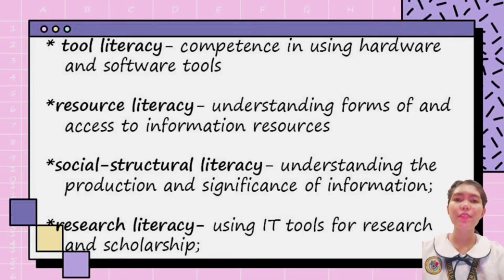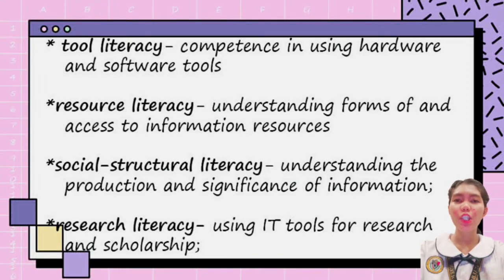Next is social structural literacy, the ability to understand the significance of information. So, making sure of the accuracy of the information to a particular audience, which means the audience is being considered in producing a particular content.